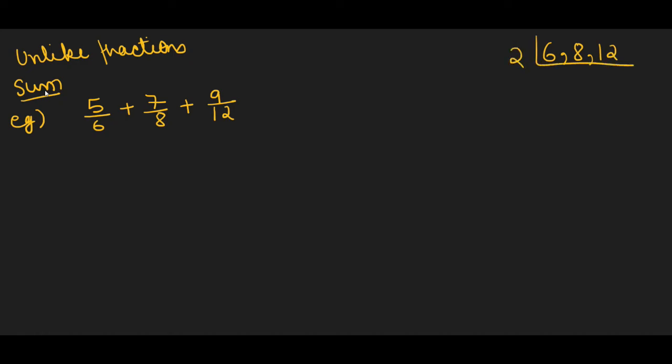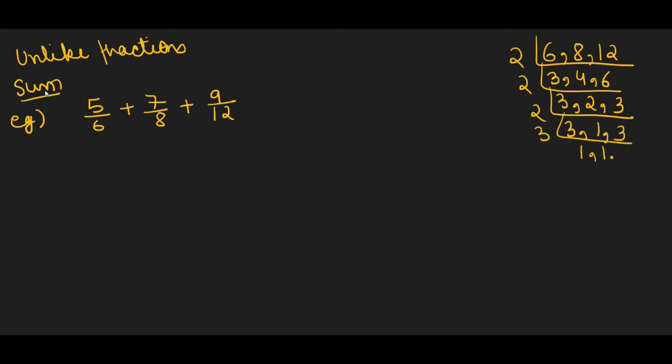So children, 2 3s are 6, 2 4s are 8, 2 6s are 12. 2 3, 2 2s are 4, 2 3s are 6. And now 3. Now the LCM will be 2 into 2 into 2 into 3. This will be 2 2s are 4, 4 2s are 8, 8 3s are 24. So the LCM of these three denominators is 24.